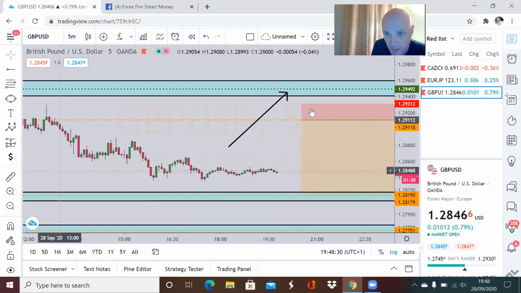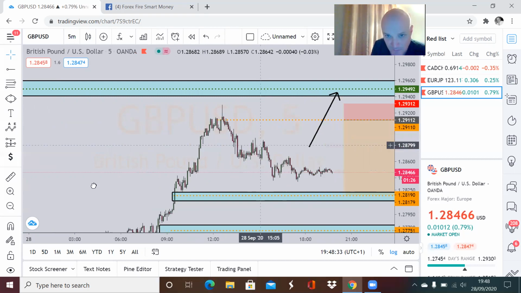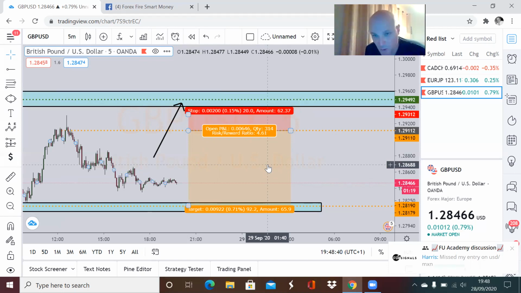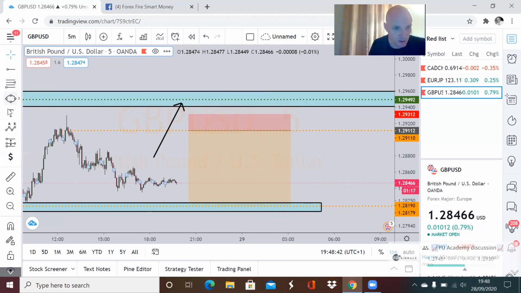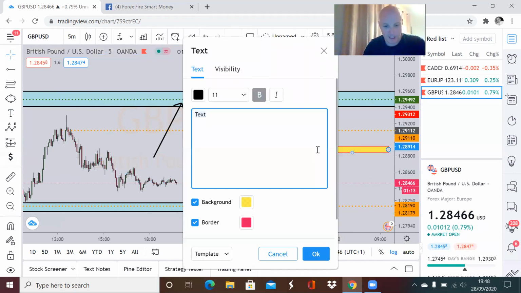Around about 17 pip stop loss. I did pad it a bit more by putting 20. I'm waiting for the push up to come down. Risk to reward of around about 4.61. Okay, guys. So on this one, you're going to have a sell limit entry. You're looking at around about 1.29110.